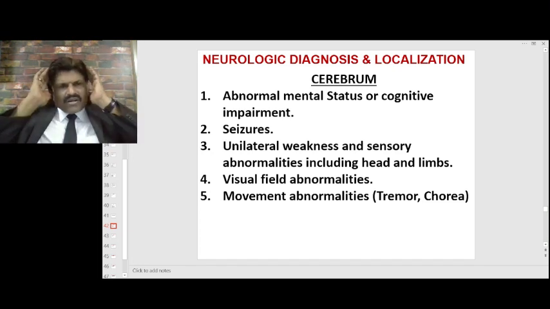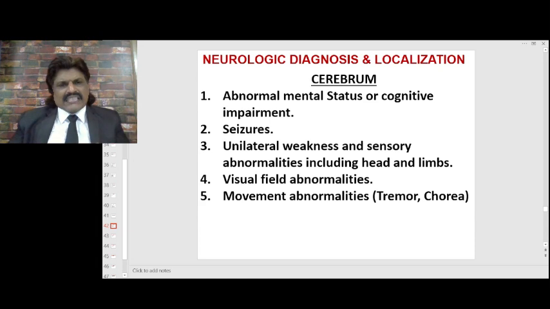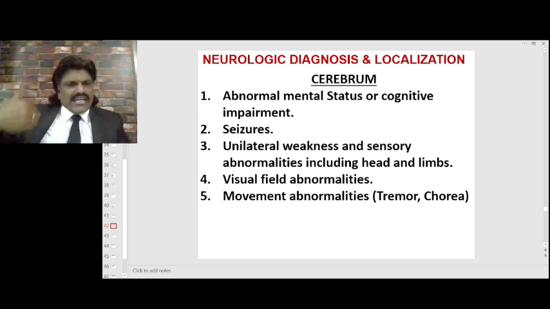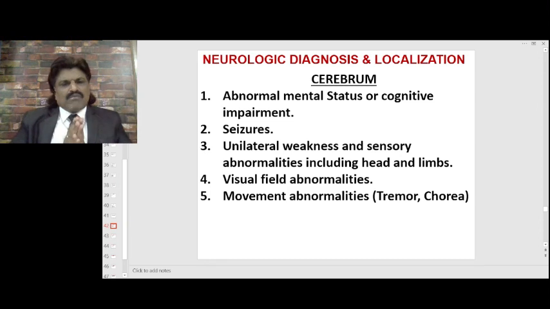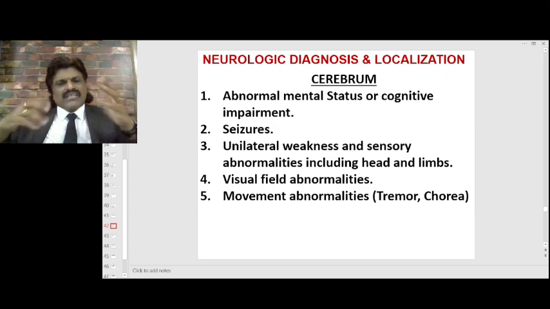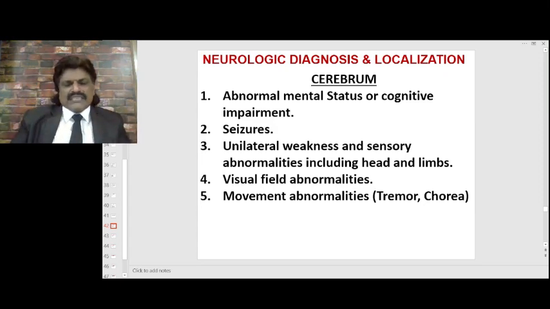So how do we localize it? If the cerebral cortex is involved, there will be abnormal mental status or cognitive impairment. They will have seizures. They will have weakness and sensory abnormalities on the opposite side, because the corticospinal tract has crossed, posterior column has crossed, spinothalamic tract is crossed. So they will have manifestations on the opposite side. They will have visual field abnormalities, homonymous hemianopia, because the optic radiations get affected.